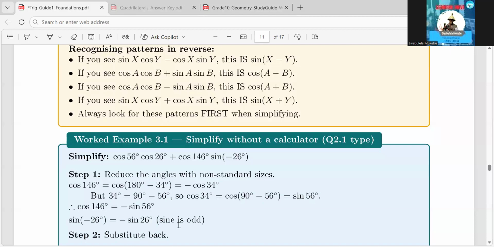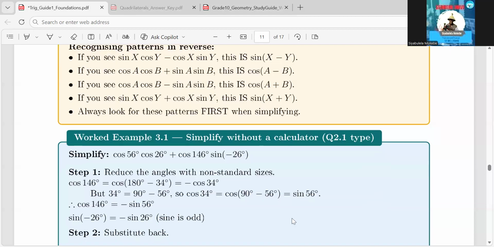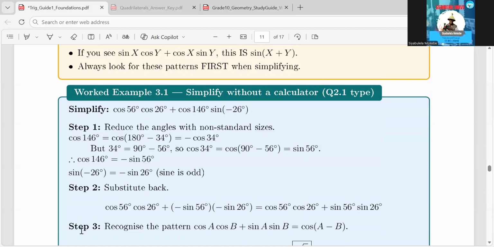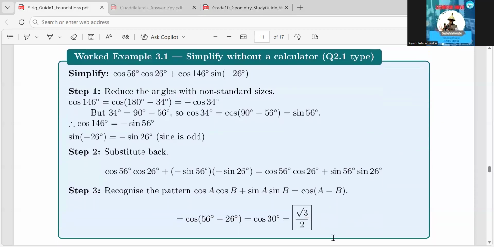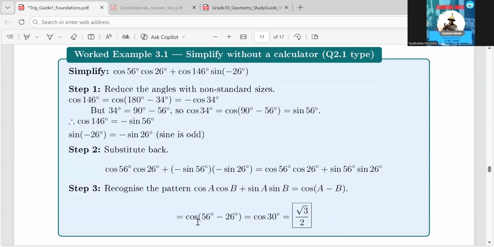We looked at this as well in our previous video. Now with all of this, we can substitute. Notice that when we substitute, we end up with cos 56 cos 26 plus sine 56 sine 26. Lo and behold, this is cos(A minus B), right? So this is cos(56 minus 26), which is cos 30. And using our special triangles, we know that cos 30 is equal to root 3 over 2.